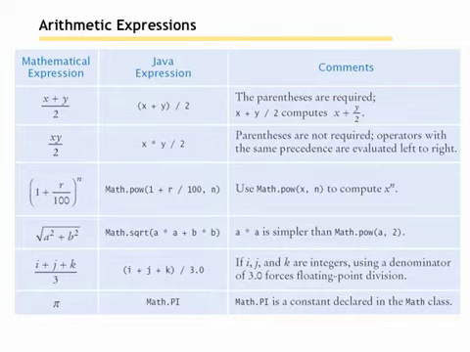Here are some arithmetic expressions and their equivalent in Java. Notice down at the bottom, Math.PI, there is a constant declared in the Math class to represent pi. And that's a good thing to use because it's more precise, more accurate than 3.14. And it's already created for us. So if you ever need pi, go with Math.PI. I'll leave you to hit the pause button and examine the rest of these expressions on your own.